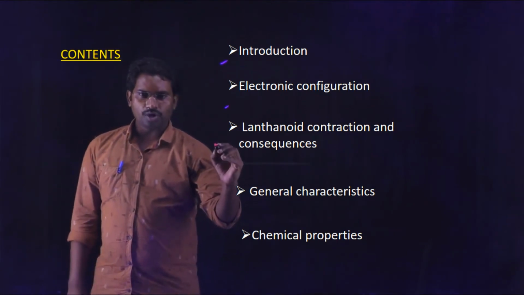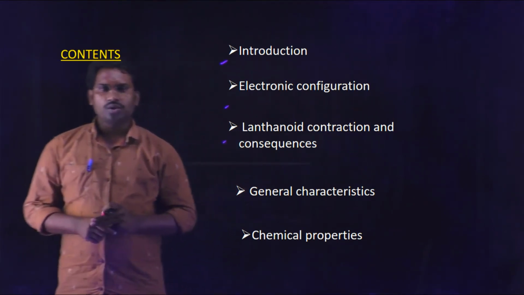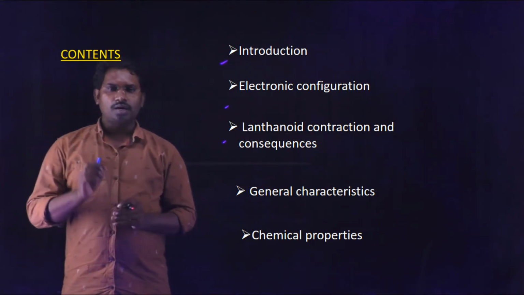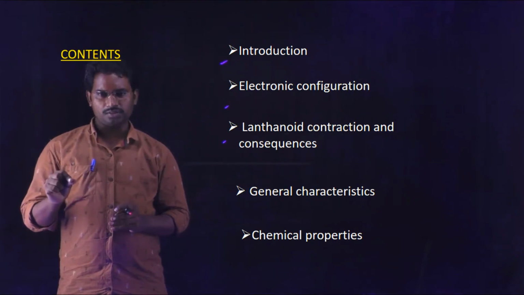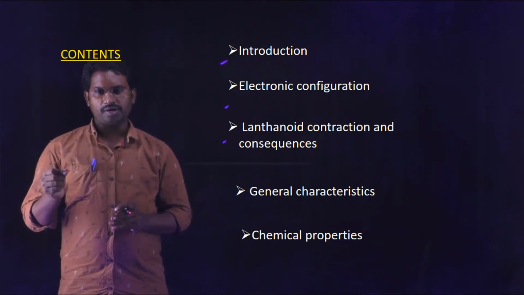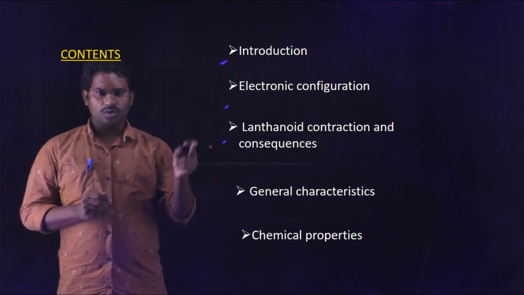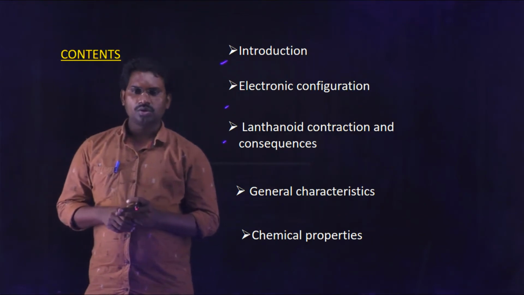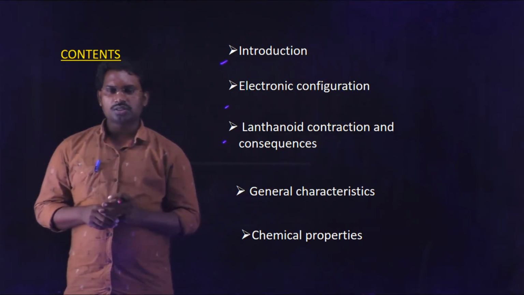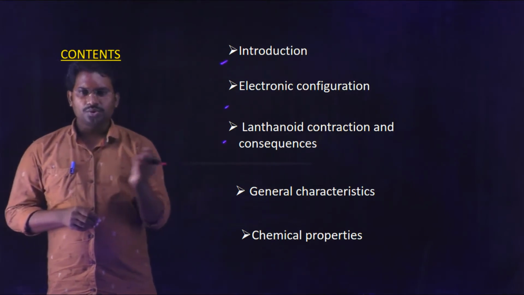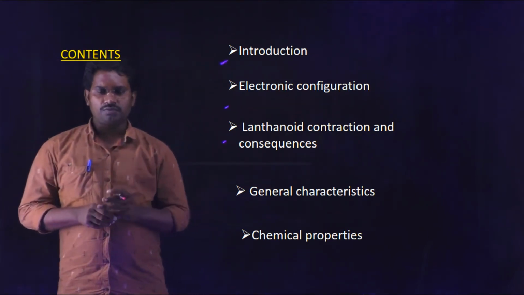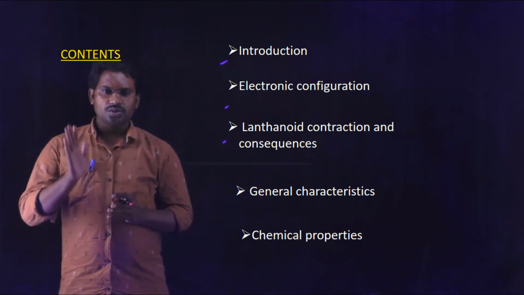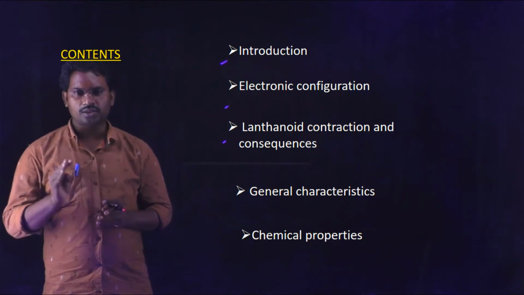Another very important thing regarding lanthanoids is lanthanoid contraction and its consequences. It is a very important topic for you, and in previous years, in the JEE Main pattern and also the MCET pattern, one question definitely came from this topic. The question is mainly asked on the consequences of lanthanoid contraction. Due to the poor shielding effect of the 4F subshell, the atomic radii and ionic radii of lanthanoids decrease. That consequence is known as the lanthanoid contraction.